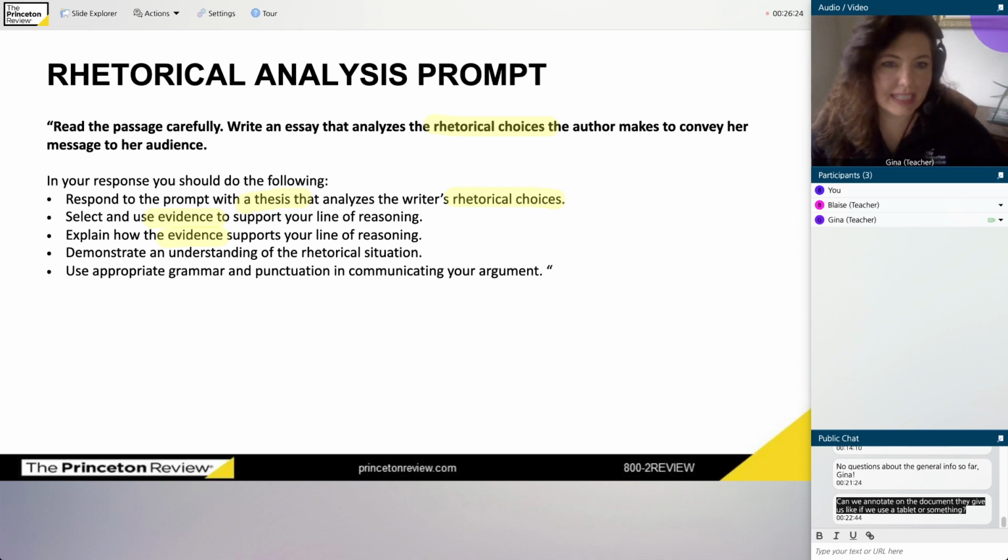Then it says an understanding of the rhetorical situation. Well, that sounds an awful lot like rhetorical choices, right? But rhetorical situation might have a little more to do with context. For instance, who is her audience? Or what was the occasion on which she gave this speech? Those are the things that go into the rhetorical situation.